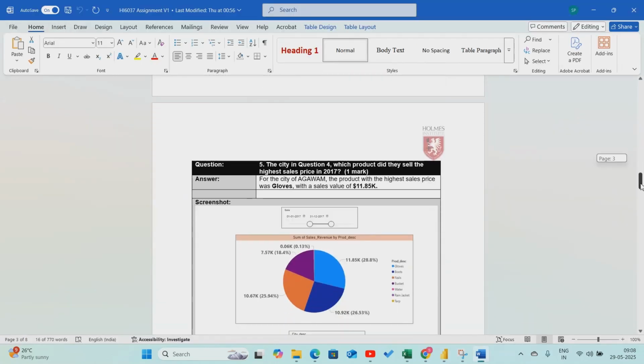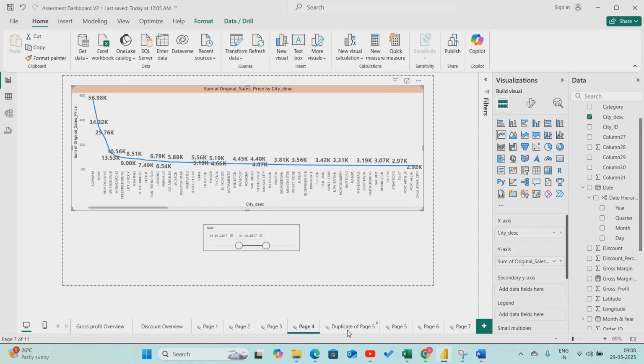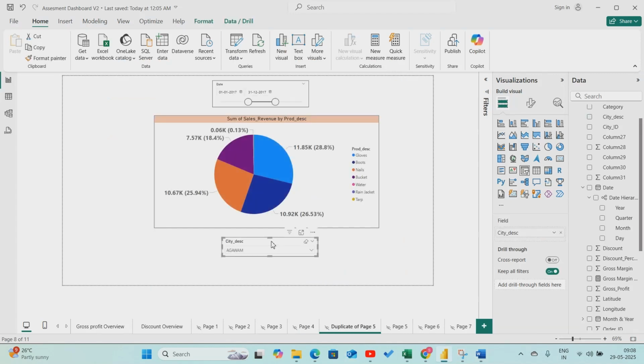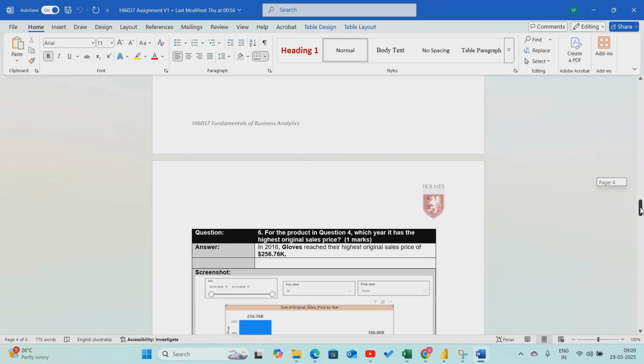Let's go to the next question. The next question is again related to the earlier one. Now whatever city we identified, the question is for which product they had maximum revenue. So we created this particular chart. Now what we have done here, we simply applied the filter of the city which we identified earlier. We applied the filter of the specific period, again 2017, and what we understood here is that gloves contribute 29% of theirs. Gloves is the product which is having maximum sales for that particular period and in Agwam city. So the description and explanation has been provided.